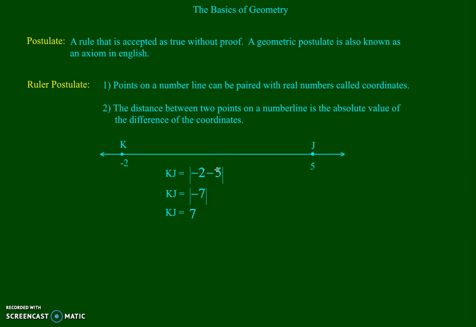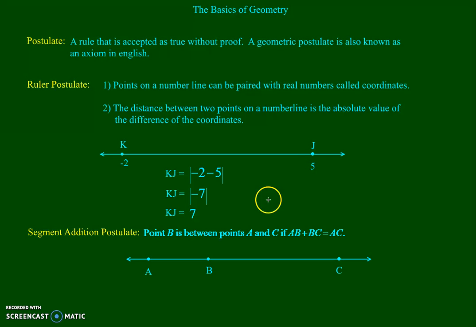The second postulate that we're going to be working with also deals with segments, but this one has a couple more pieces. So let's take a look at that next postulate. This postulate is called the segment addition postulate. And it's the idea of betweenness. That is, it talks about point B being between A and C because the length of AB plus the length of BC is equal to the length of AC.